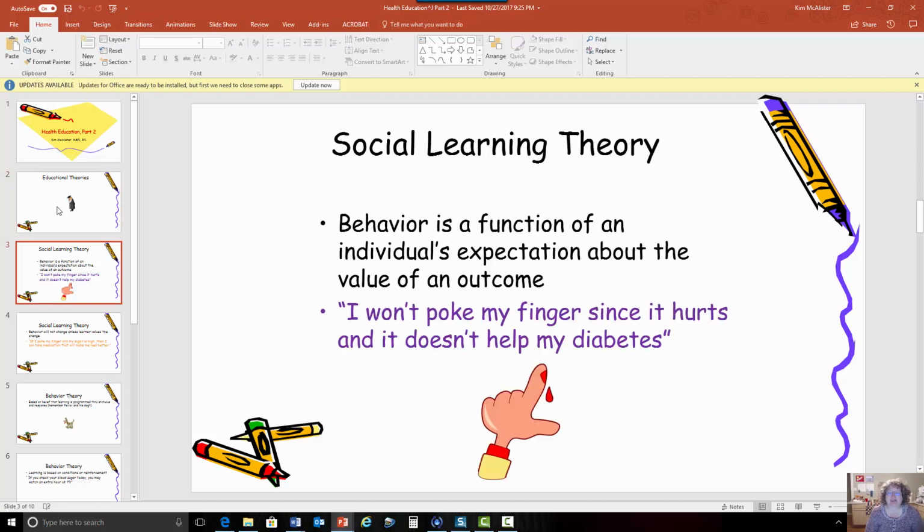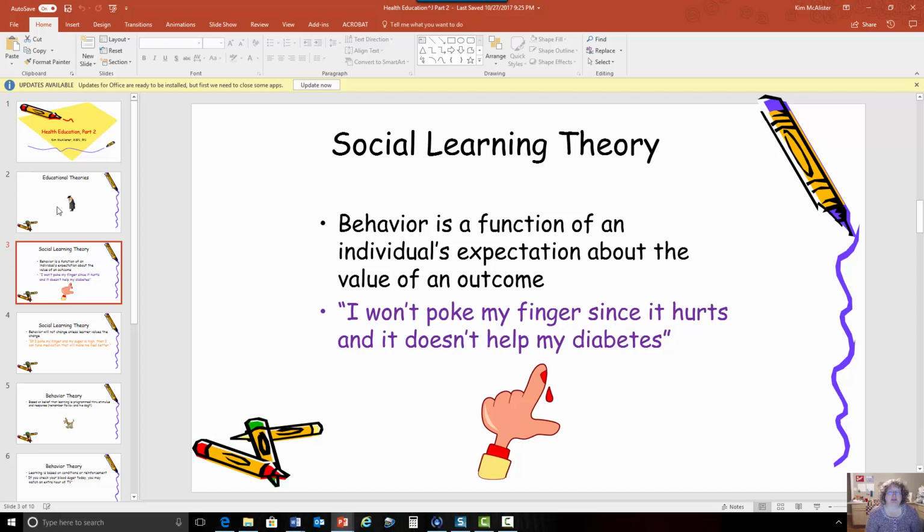First, we're going to talk about social learning theory, and this is the theory that people's behaviors are based on outcomes, what they expect to get from the experience. So, a patient may be in the position of, I don't want to do something painful like self-inject insulin or do a finger stick blood sugar test because that hurts and it's not making my diabetes get better.